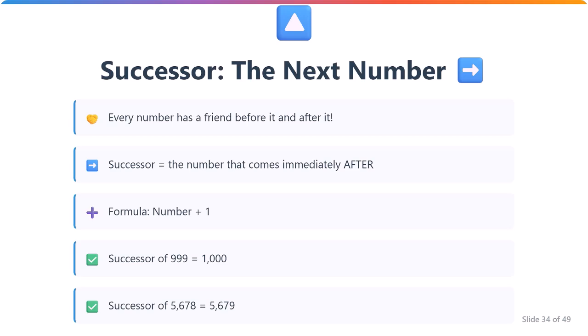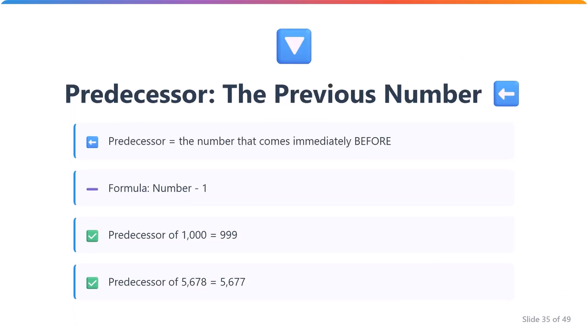These are called the predecessor and successor. Successor equals the number that comes immediately after. The formula is number plus 1. For example, the successor of 999 is 1,000, and the successor of 5,678 is 5,679.